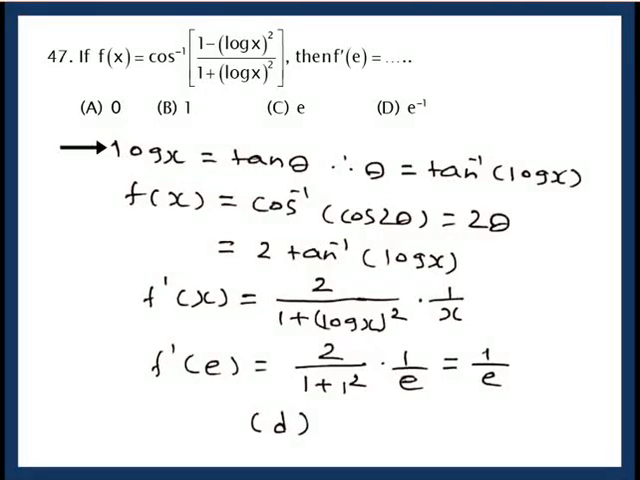F of x is cos inverse of 1 minus log x square upon 1 plus log x square. We are asked to find f dash of e. Now, put log x equal to tan theta. Reason? Common sense. You have to simplify this. If you put log x equal to tan theta, then only 1 minus tan square theta upon 1 plus tan square theta is nothing but cos 2 theta. So cos inverse of cos 2 theta is 2 theta. Now tan theta is log x, so theta is tan inverse log x.